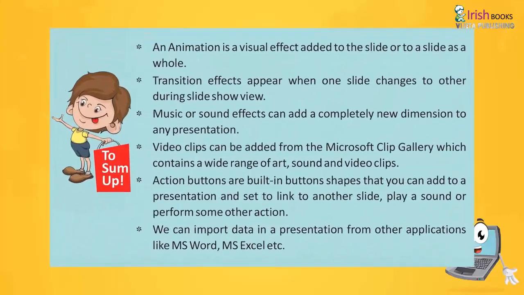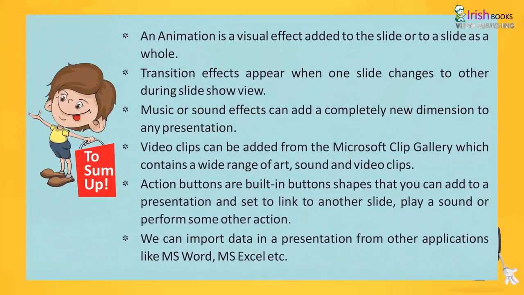To sum up, an animation is a visual effect added to a slide or to a slide as a whole. Transition effects appear when one slide changes to another during slide show view. Music or sound effects can add a completely new dimension to any presentation. Video clips can be added from the Microsoft Clip Gallery, which contains a wide range of art, sound, and video clips.